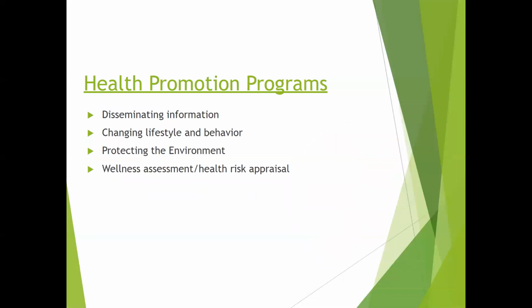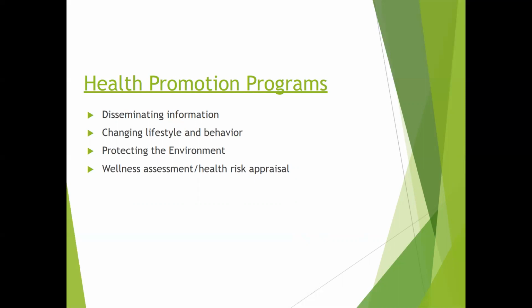Health promotion programs. So disseminating information, basically people need information that can be at an individual level or group level in classes, or community level on billboards, internet, health fairs. Those are all ways that they can get information in different forms and at different levels. Changing lifestyles and behaviors is usually done at a group level, and this provides information and offers support at that point.